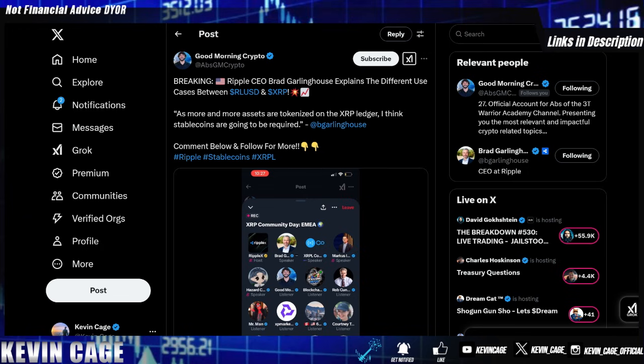And Brad also points out, and I think he's referring maybe from a regulatory standpoint as well, that stablecoins are essentially required for on-chain transactions. So all of these networks that have a stablecoin, it becomes even more important for them as more and more assets are tokenized and brought on-chain.